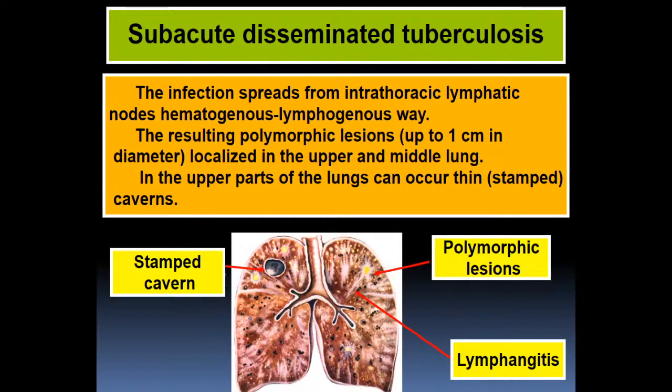In the upper parts of the lungs, thin caverns can occur. Another name for these caverns is stamped caverns. These are caverns with a very thin wall. Therefore, the caverns have a correct shape, oval or round.